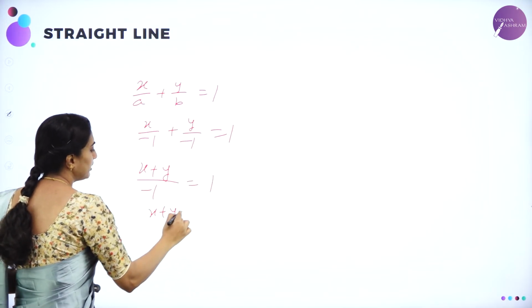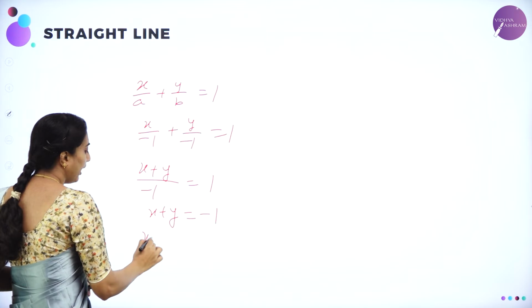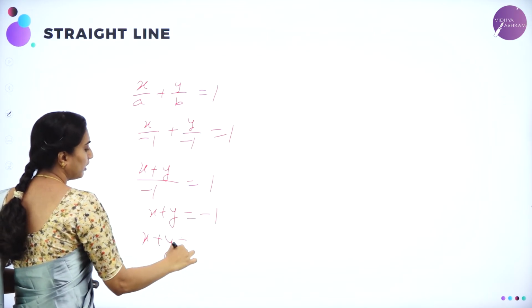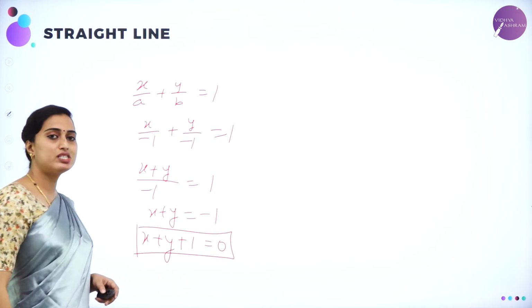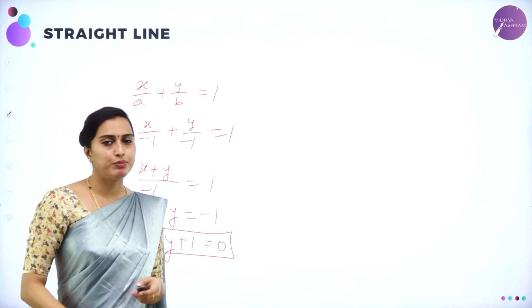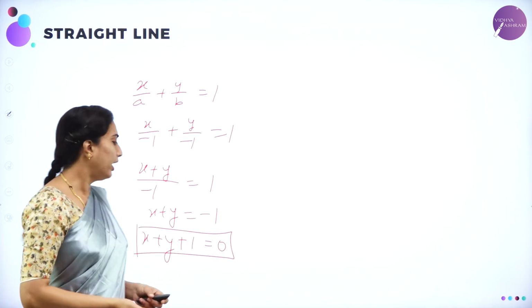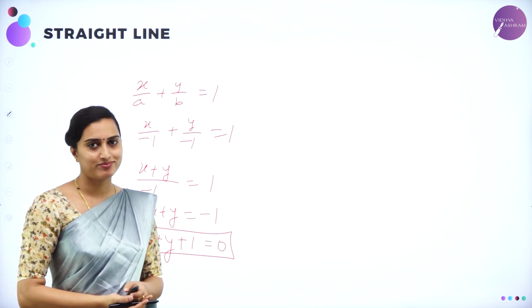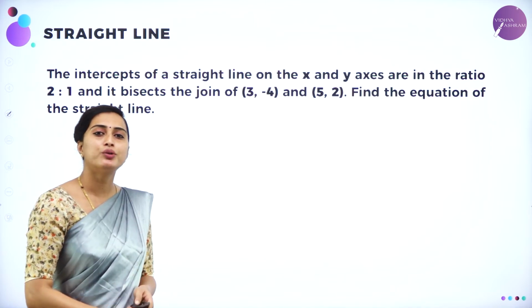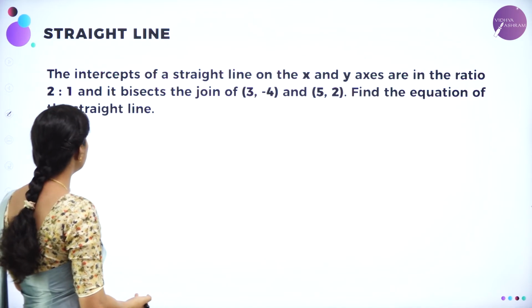Otherwise, x plus y is equal to minus 1, or x plus y minus 1, taking to this side, which is plus 1, equal to 0. Now, which is the equation ax plus by plus c equal to 0, a taking the value 1, b is 1 and c is also 1. I hope you got this one, how to solve the problem. We'll move on to the next problem.